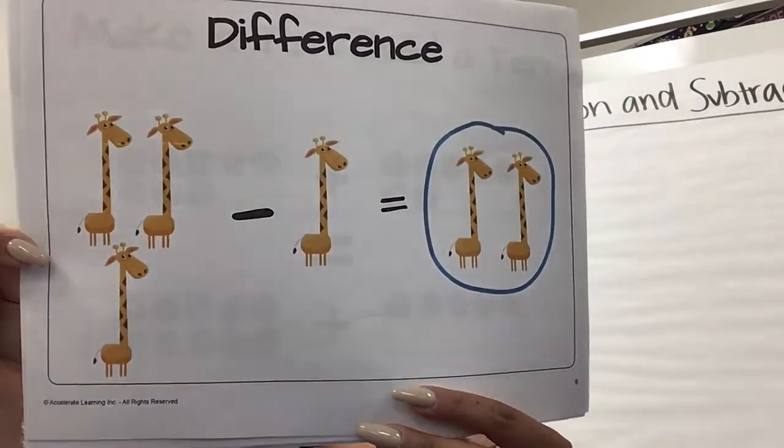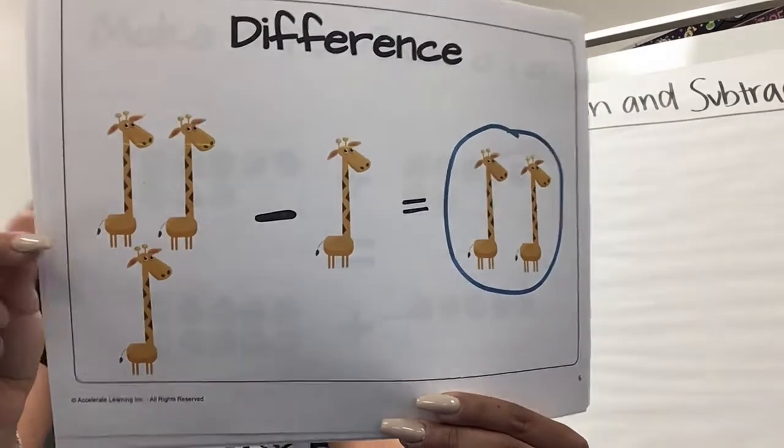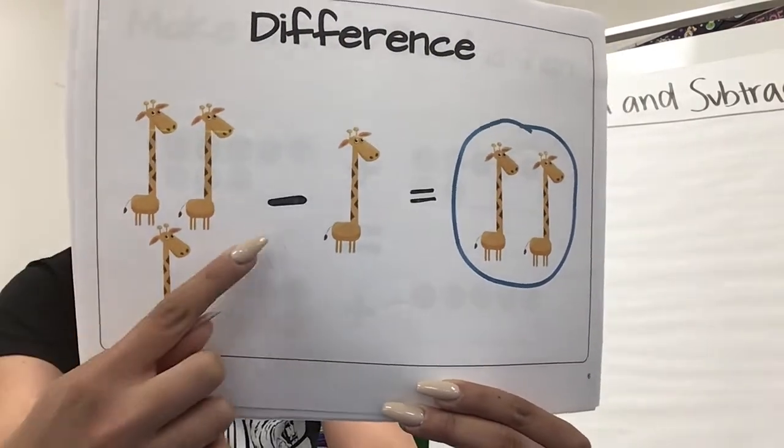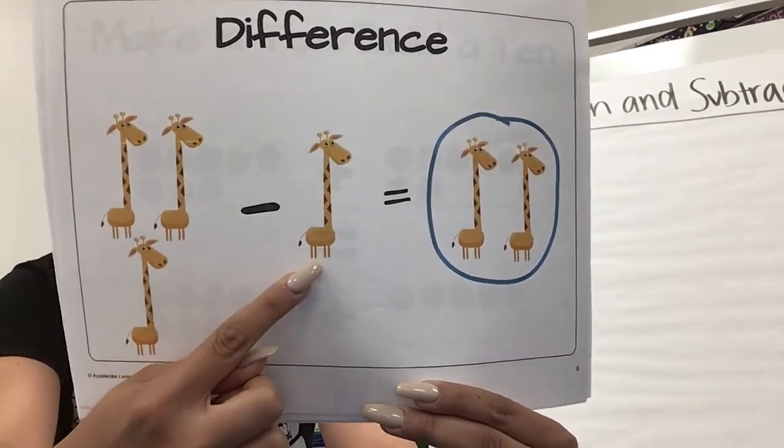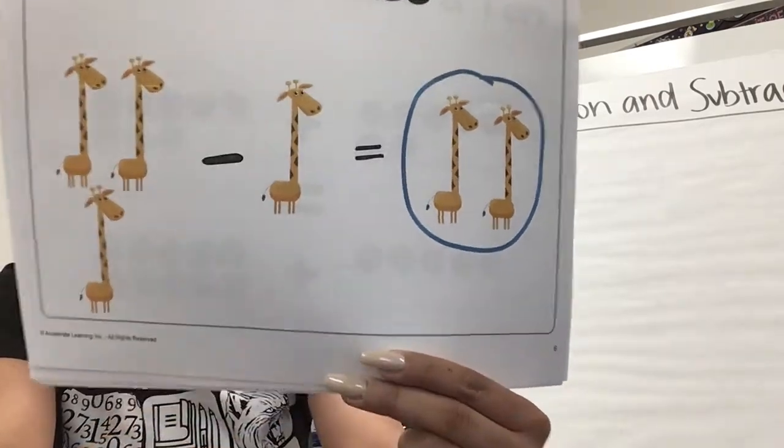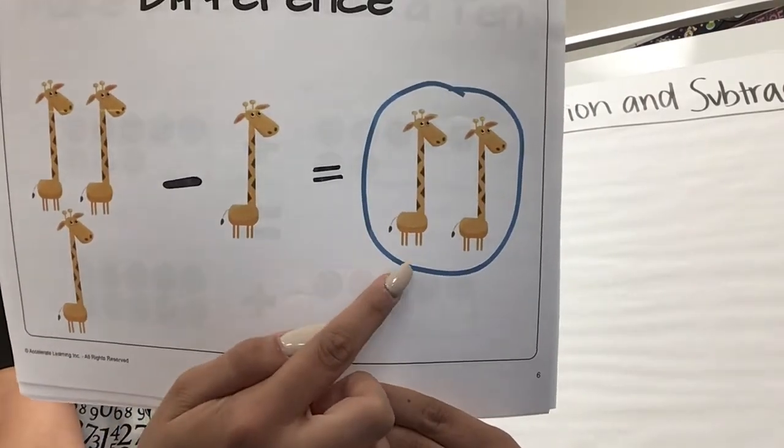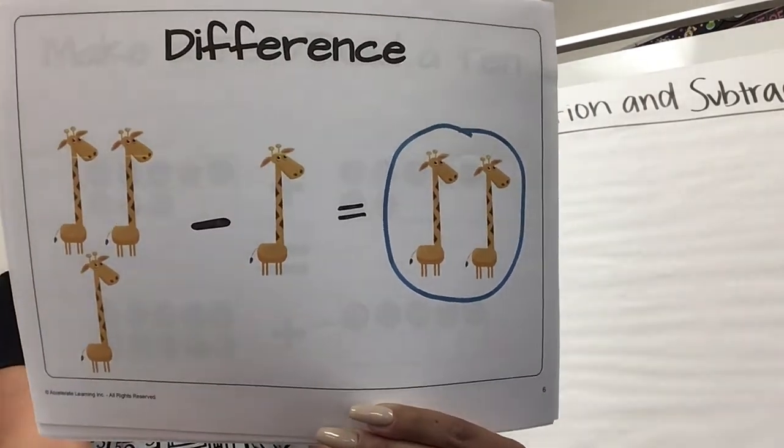Difference. Difference is with subtraction. So you have 3 giraffes. You take away 1 giraffe. And you have 2. So the number 2 is the difference.